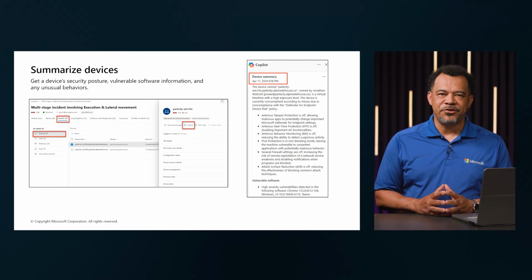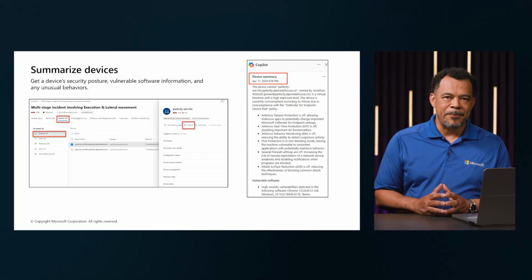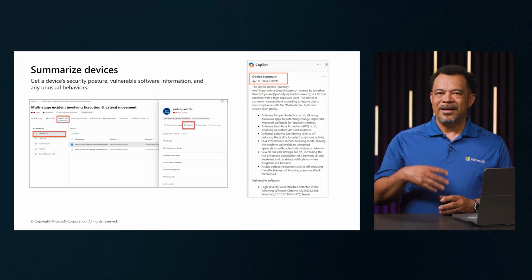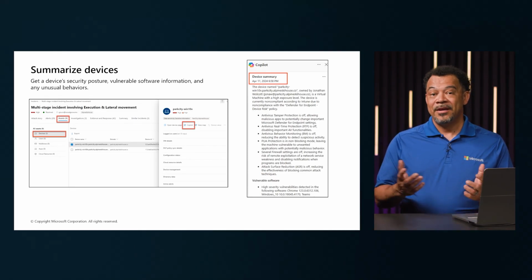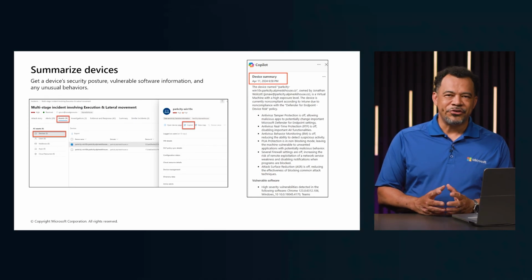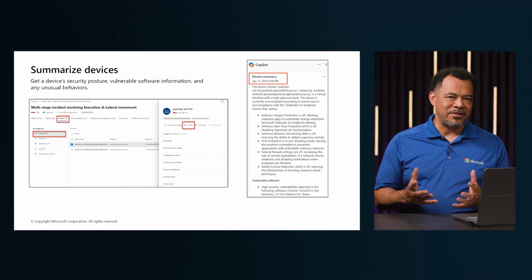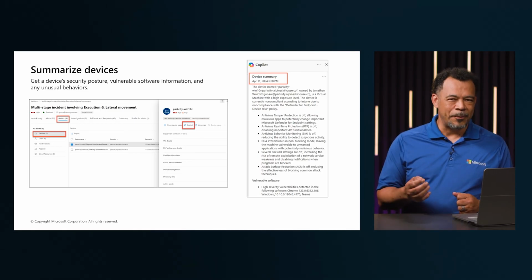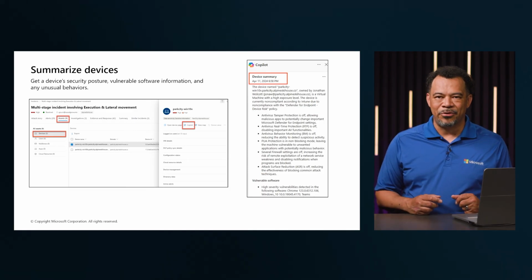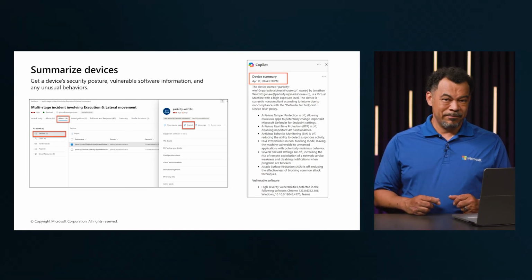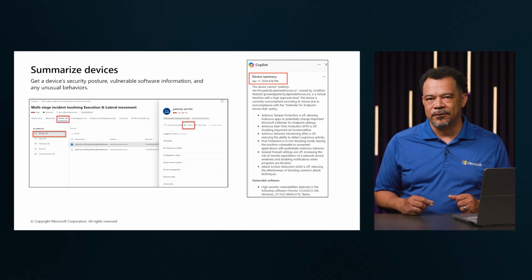The device summary feature in Copilot for Defender is a powerful tool for security teams. It provides a comprehensive overview of a device's security posture, including information on vulnerable software and any unusual behaviors. Security analysts can leverage these summaries to expedite their investigations of incidents and alerts. There are multiple ways to access device summary. For instance, you can navigate to the device summary through the Incident Asset page, or by selecting the Assets tab for an incident, and then you can view the assets involved.